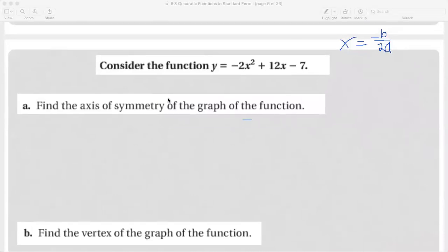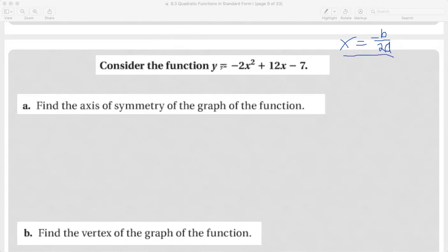So consider the function. We've got y equals negative 2x squared plus 12x minus 7. They want us to find the axis of symmetry and then find the vertex. Okay, so we're going to start off simple. We're not going to graph yet. That's going to come in a little bit. So to find the axis of symmetry, guys, it's this formula at the top right, x equals negative b over 2a.